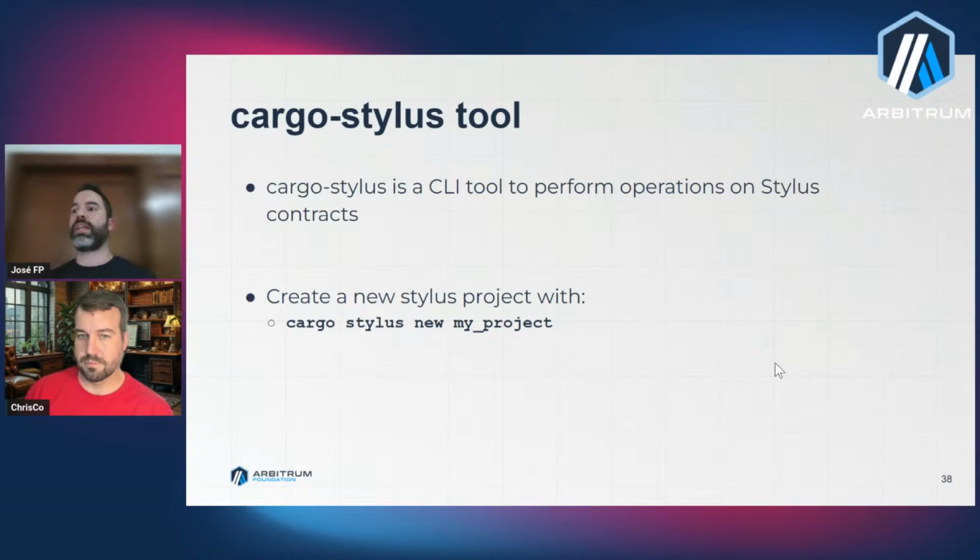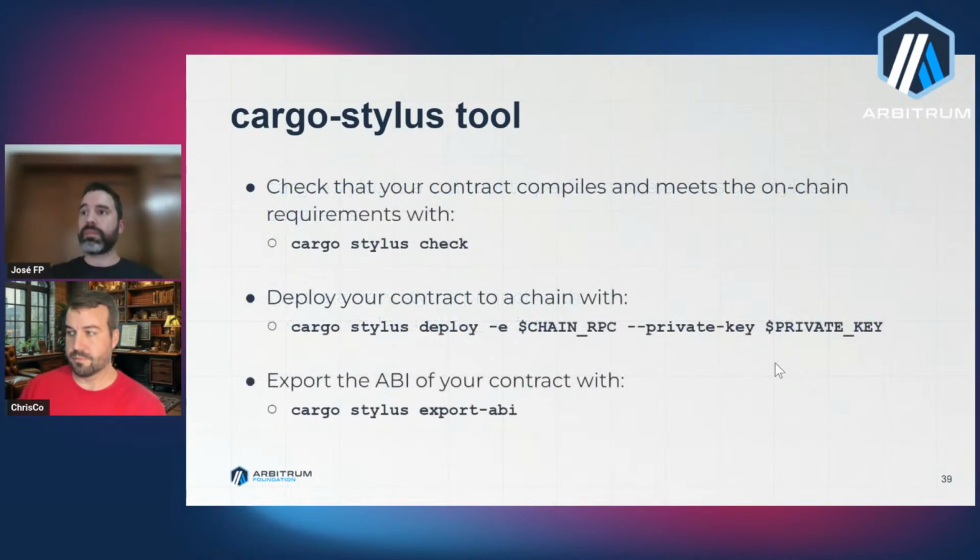In this case, you do cargo stylus new, and this is going to create one new folder with a template and some code that you can start tweaking, changing, and writing and updating for your smart contract.